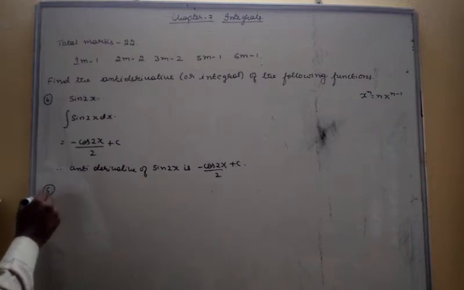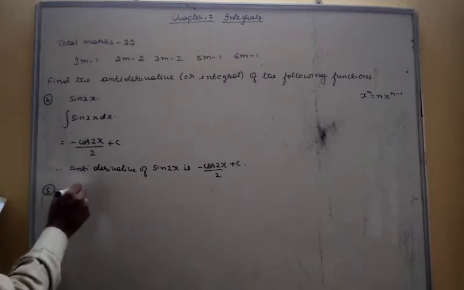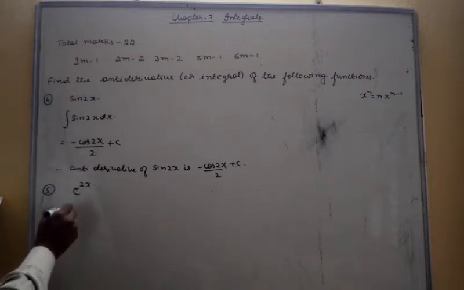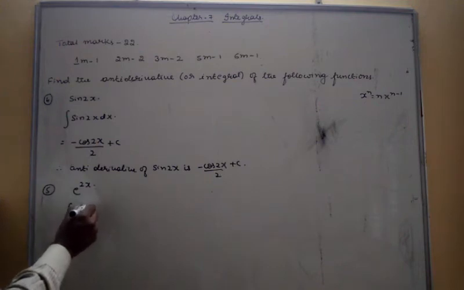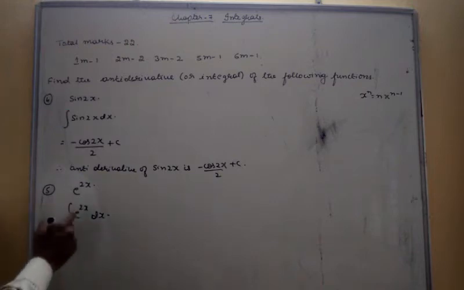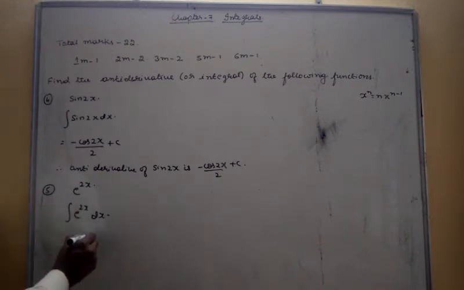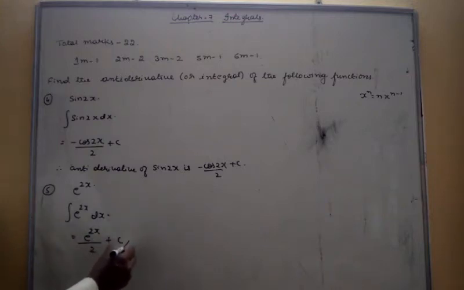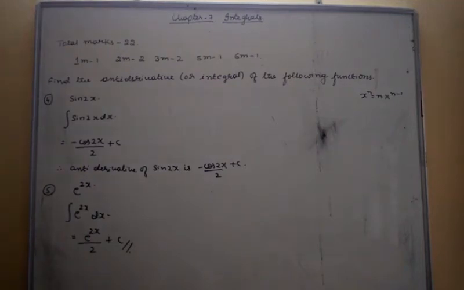The next problem is e to the power of 2x. So the integration of e to the power of 2x dx is equal to, we know that the integration of e to the power of x is e to the power of x. Here 2 is there with x, so the integration is e to the power of 2x by 2 plus c. Therefore the antiderivative of e to the power of 2x is e to the power of 2x by 2 plus c. Okay, so let us solve the next type of problems.